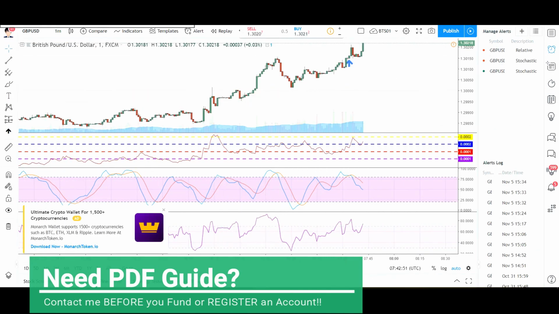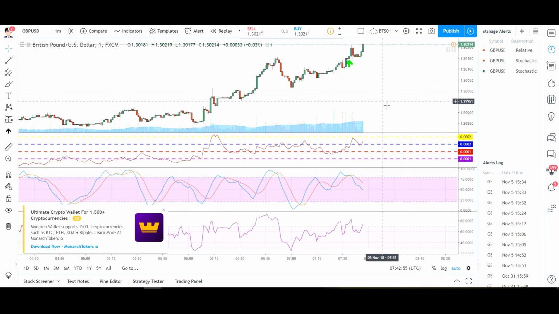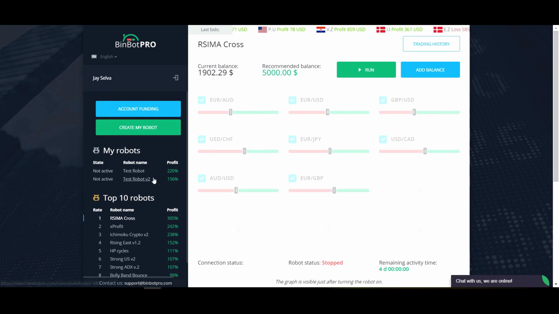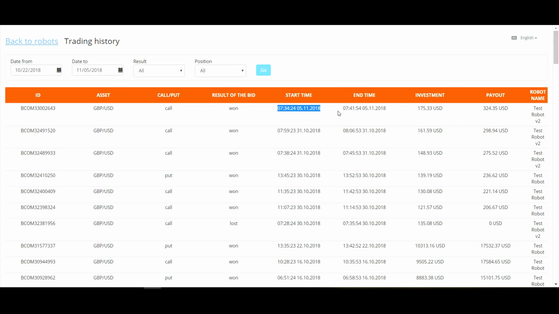Alright, now we're back. It seems that we have won this first trade. You can see in the trade history here, and my balance right now stands at 1,902.29. So it was a good trade.